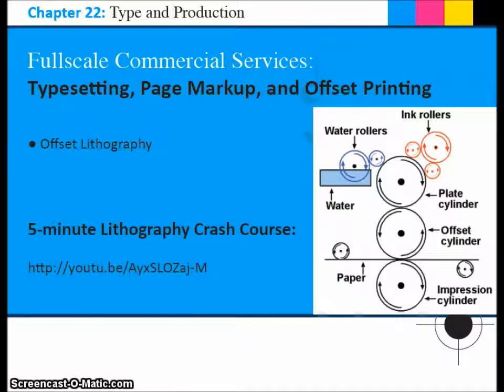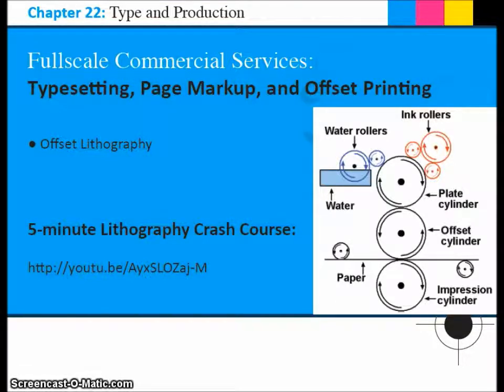Using offset lithography, you can see it's kind of a complicated process in the photo here. I've given you a link, and I'm going to provide it at the bottom of this video so you can click on it. That shows you a 5-minute crash course on how all of this works.